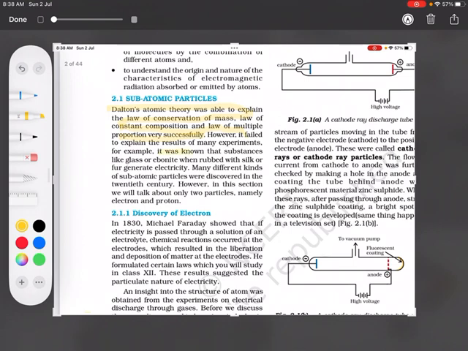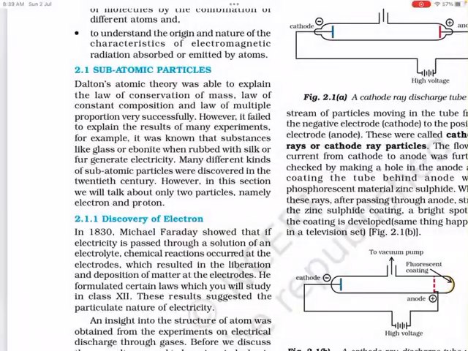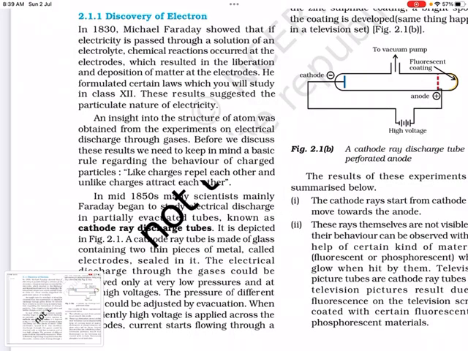For example, it was known that substances like glass or ebonite, when rubbed with silk or fur, generated electricity. Many different kinds of subatomic particles were discovered in the 20th century. However, in this session, we are going to talk about the electron and proton discovery, starting with the great discovery of the electron. The discovery of the electron is a big story.